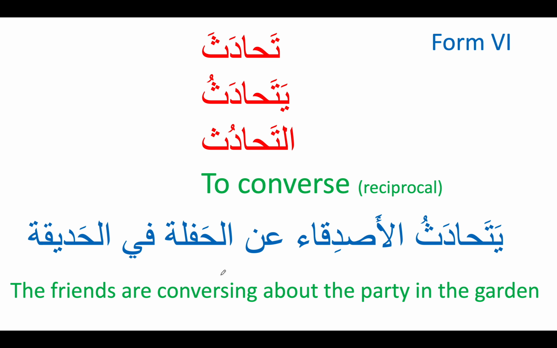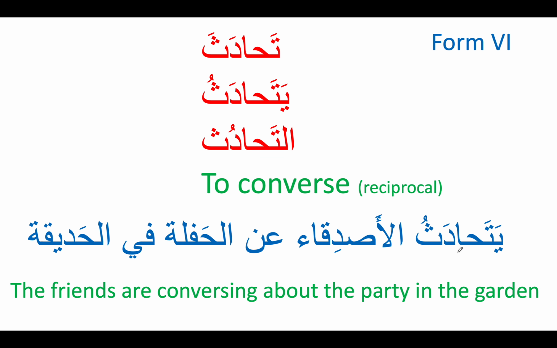Now, this is officially form 6, okay? So we have تحادث يتحادث التحادث. Now this is to converse like form 3, but it's the reciprocal of form 3. So it's like involving two people. So sometimes with form 3 and then form 6, there's a sort of similarity between them, or a parallel or overlap. But that's because form 6 can sometimes be the reciprocal of form 3, like involving two people.